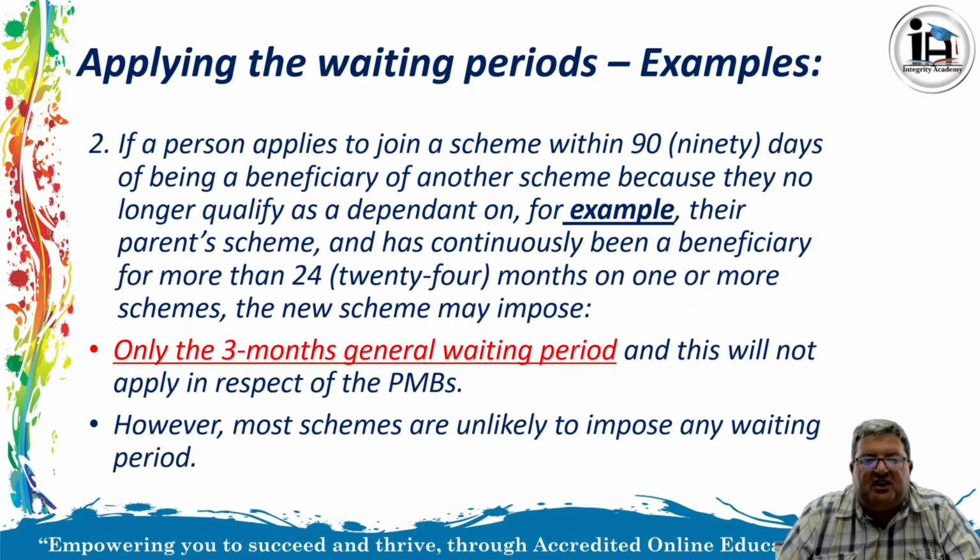Number two, if a person applies to join a scheme within 90 days of being a beneficiary of another scheme because they no longer qualify as a dependent, for example on their parent's scheme, and has continuously been a beneficiary for more than 24 months on one or more schemes, the new scheme may impose only the 3 months general waiting period, and this will not apply in respect of PMBs.